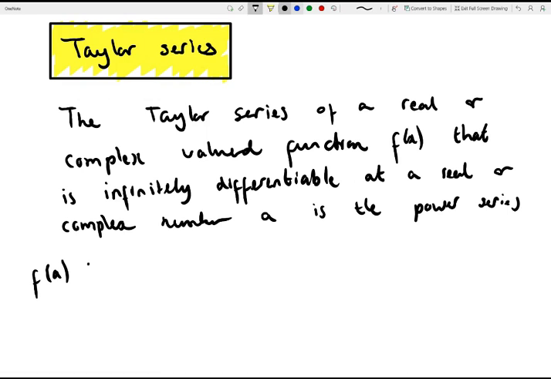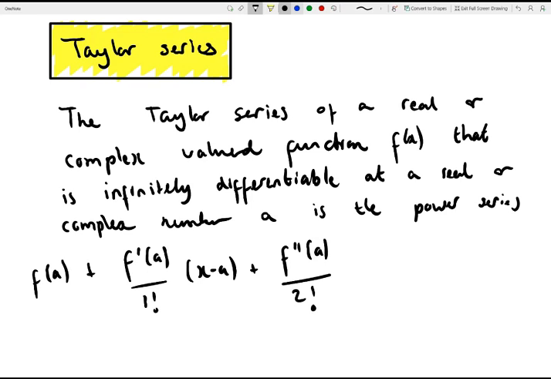f evaluated at A plus the first derivative evaluated at A divided by 1 factorial multiplied by x minus A plus the second derivative of f evaluated at A divided by 2 factorial multiplied by x minus A squared plus the third derivative of f evaluated at A divided by 3 factorial multiplied by x minus A cubed, so on and so on.